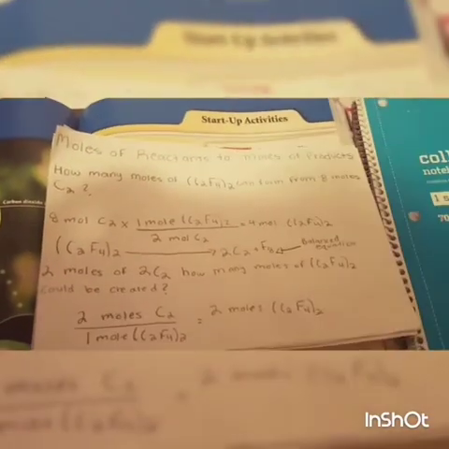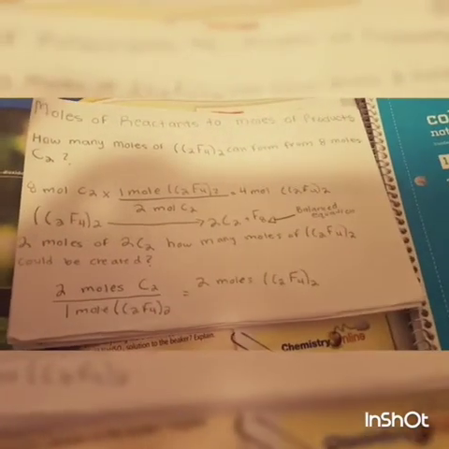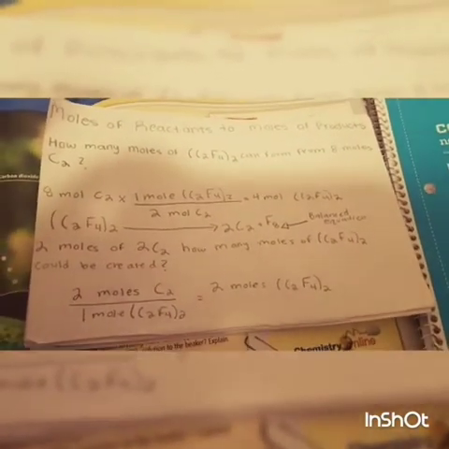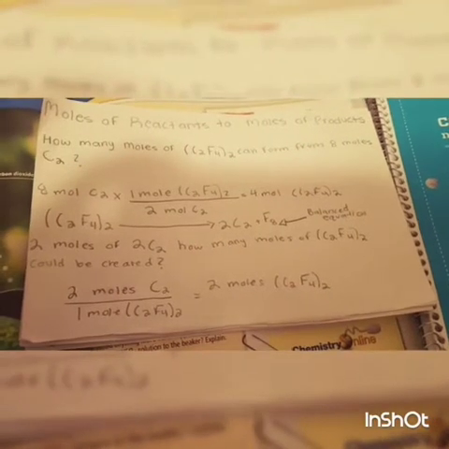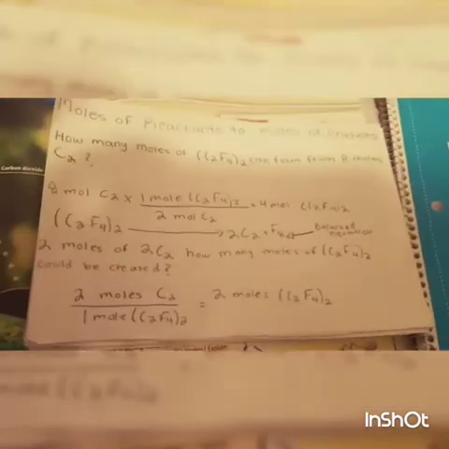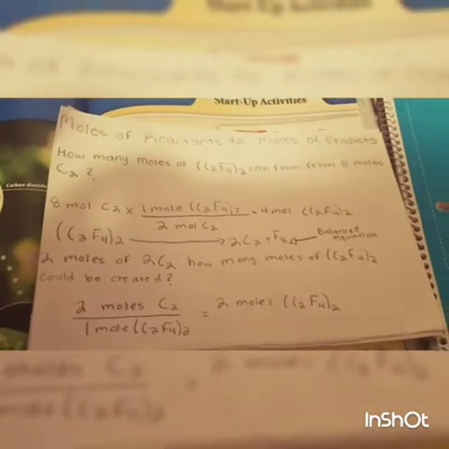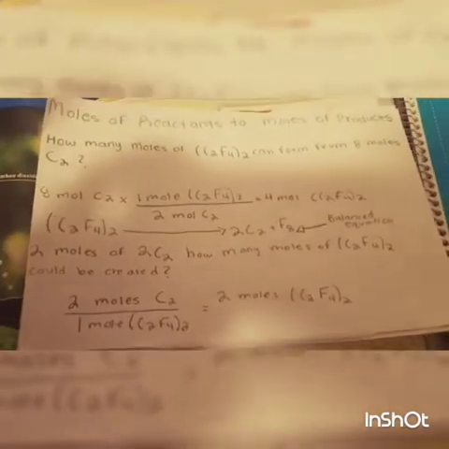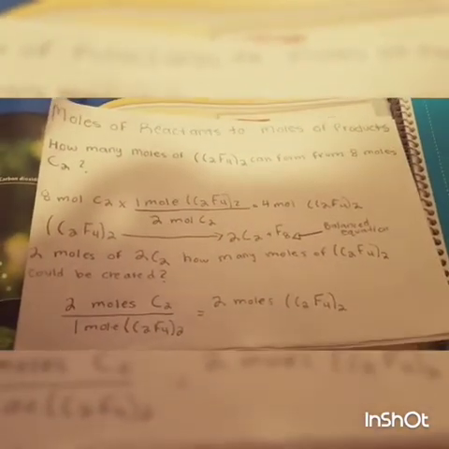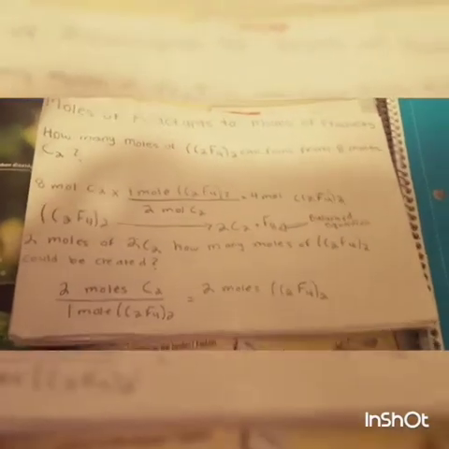So we're going to start with 5 different examples of stoichiometry, which is mole to mole conversions, mole to mass conversions, mass to mass conversions, and then limiting reactants and percent yields. So we're going to start with moles of reactants to moles of products. As you can see here, how many moles of C2F4 parentheses 2 can form from 8 moles of C2.